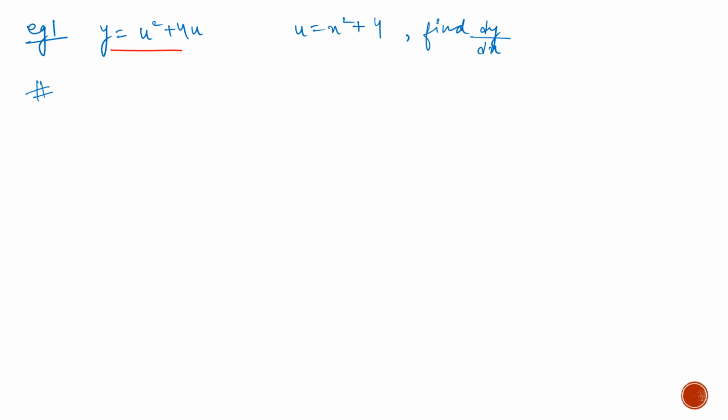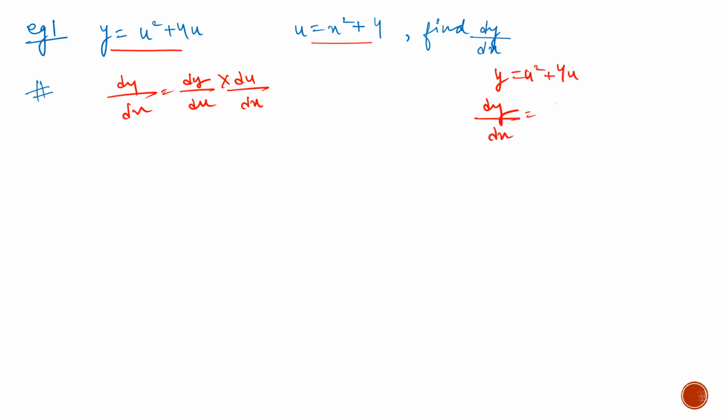Here y is u square plus 4u and u is x square plus 4. So for dy by dx, what we need is dy by du multiplied by du by dx. So here y is u square plus 4u. So dy by du will be 2u plus 4, and u is x square plus 4, so du by dx will be 2x plus 0. So getting 2u plus 4 multiplied by 2x.